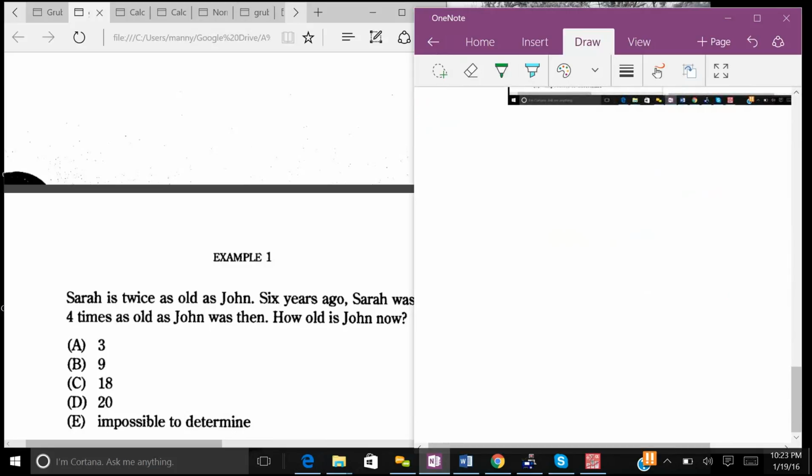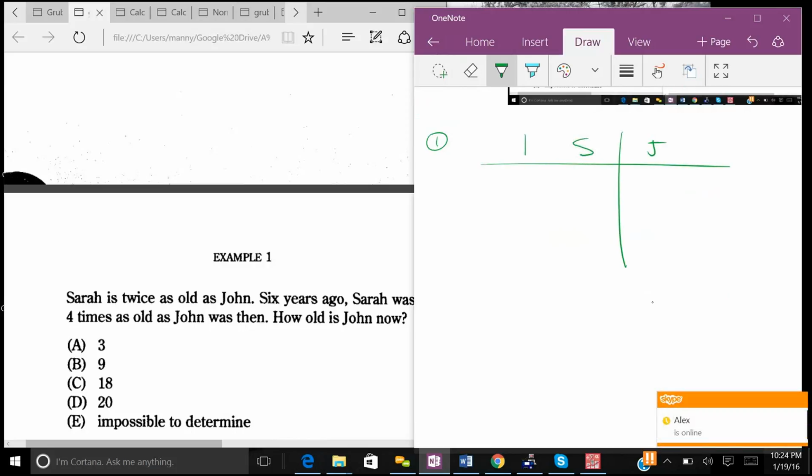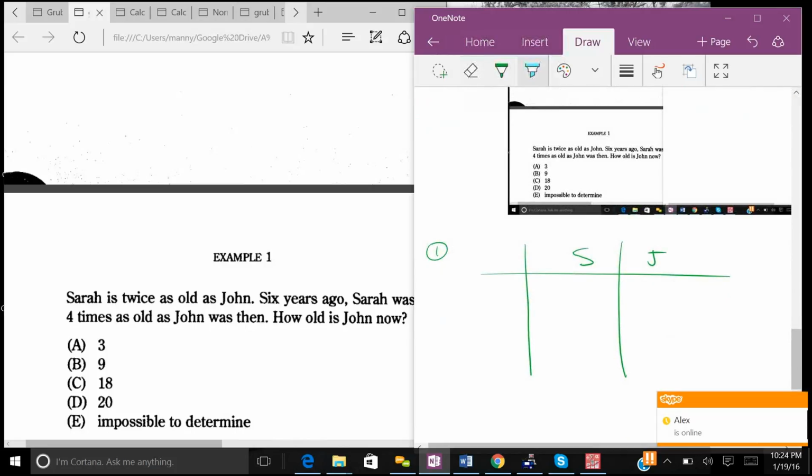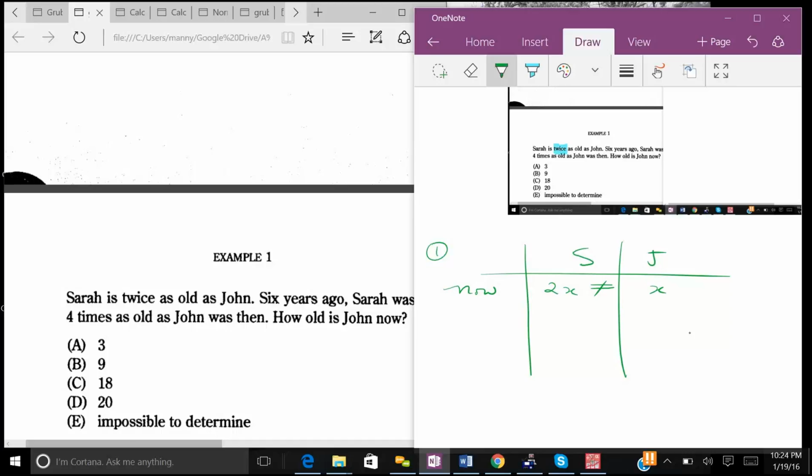Okay, number one. First of all, what you do is you create a column for Sarah and one for John. Let's see what we know. Right away, we know that Sarah is twice as old as John. This is very important. Twice as old means if Sarah is 2x, John is x, right? And that's not equal. That's now. Then 6 years ago, go back 6 years: Sarah was 2x minus 6, and John was x minus 6.